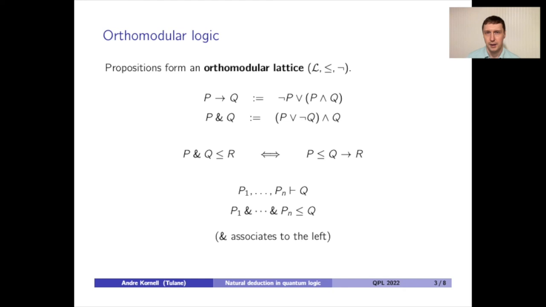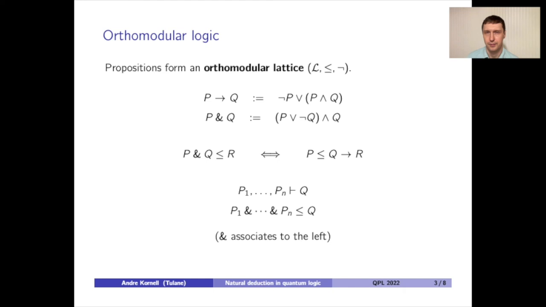And together, these two connectives satisfy a similar adjunction to the one that we saw on the previous slide. P and then Q is less than or equal to R if and only if P is less than or equal to Q implies R. And just as in classical logic, this adjunction suggests a particular interpretation for sequents. P1 through Pn entails Q is then interpreted as P1 and then P2, and so forth to Pn is less than or equal to Q. The Sasaki projection is not an associative connective, so we adopt the convention that it associates to the left. And the reason for adopting this specific convention is it will make the rules for implication that we have sound.